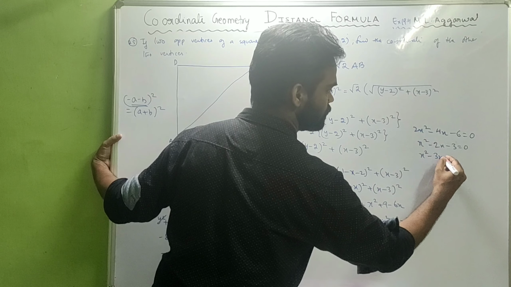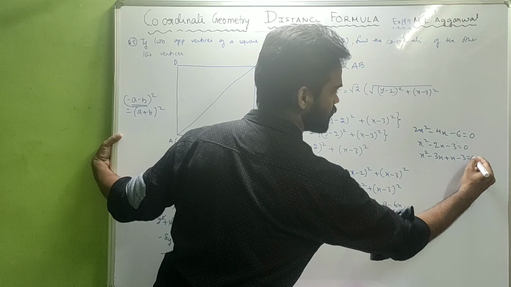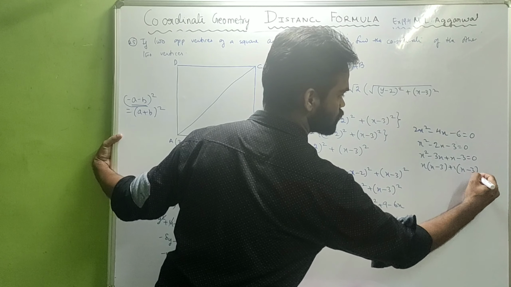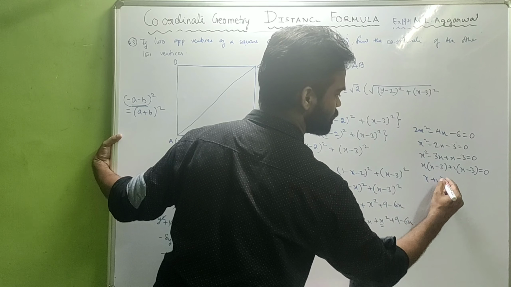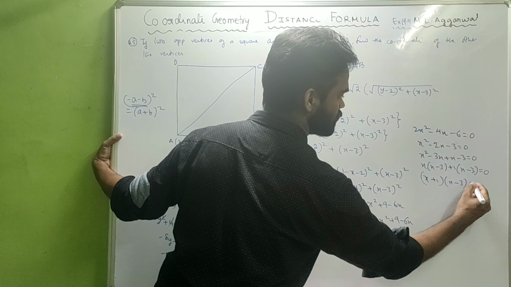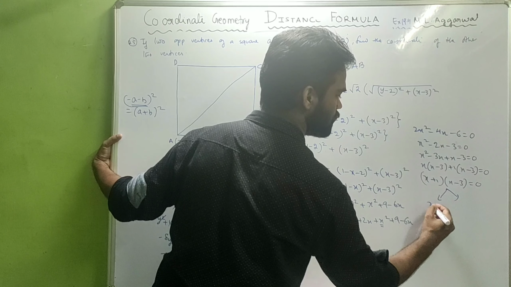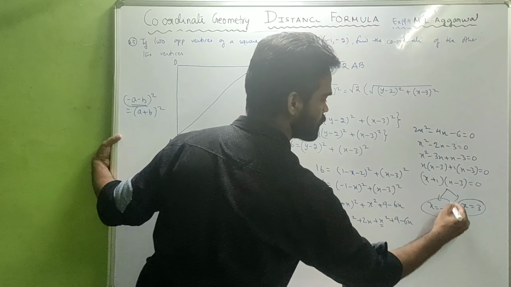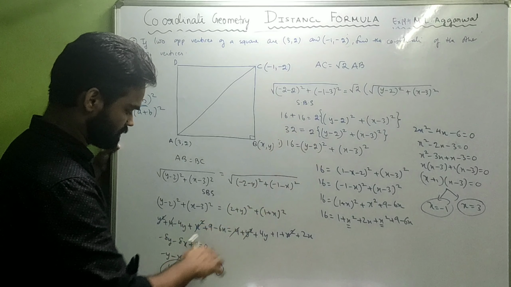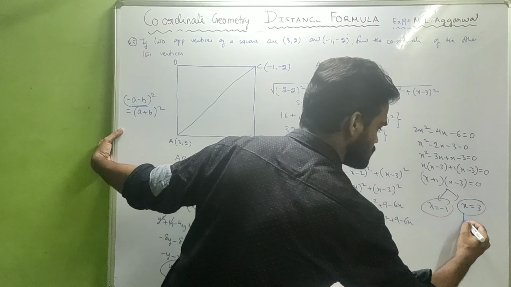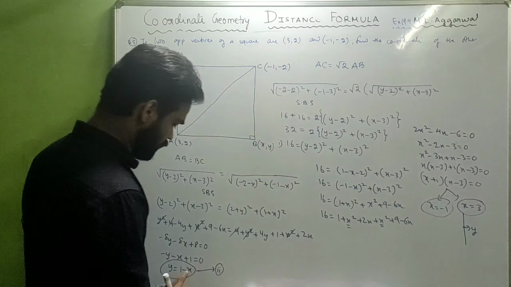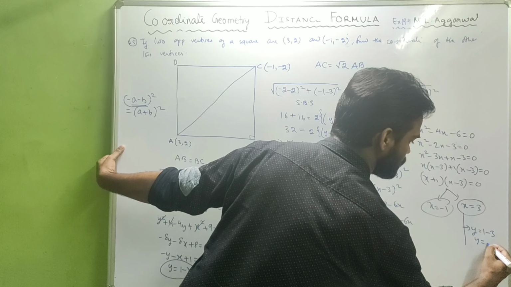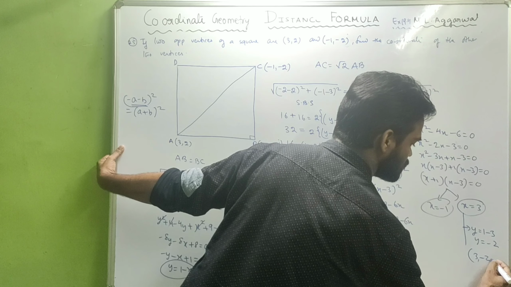Splitting the middle term, am I clear? So that's x minus 3 plus 1, x minus 3 equals 0, which means (x plus 1)(x minus 3) equals 0, which gives us two values, x is minus 1 or x is 3, isn't it? Now look carefully, when x is 3, y will be what? 1 minus 3, so y is minus 2, so the point will be (3, -2), one of the points.